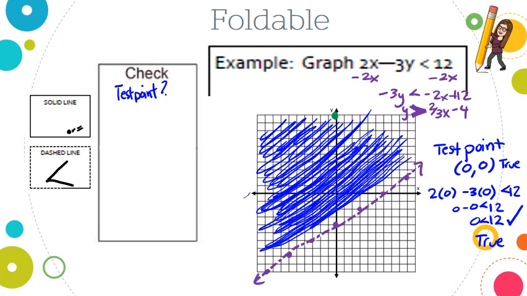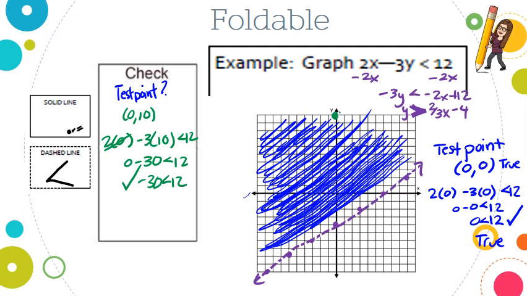It should be true. So I'm going to use (0, 10), plug in 0 for my x, 10 for my y. I end up with 0 minus 30, which is negative 30 less than 12. That's a true statement. So yes, I know that this point is shaded correctly.